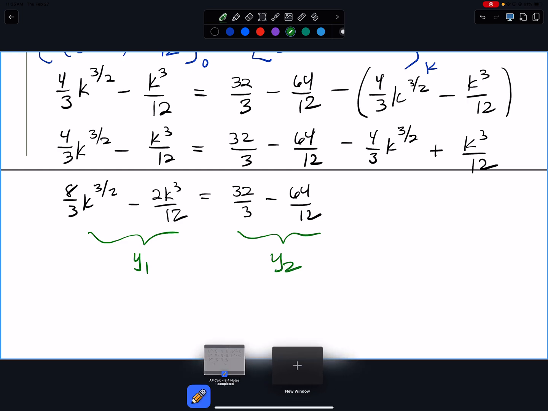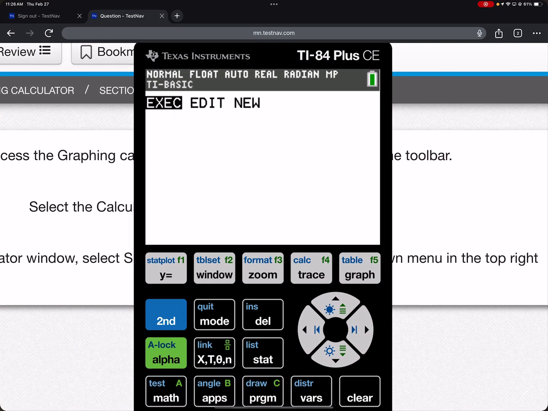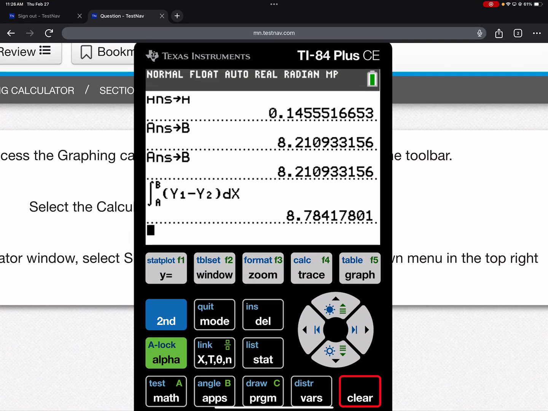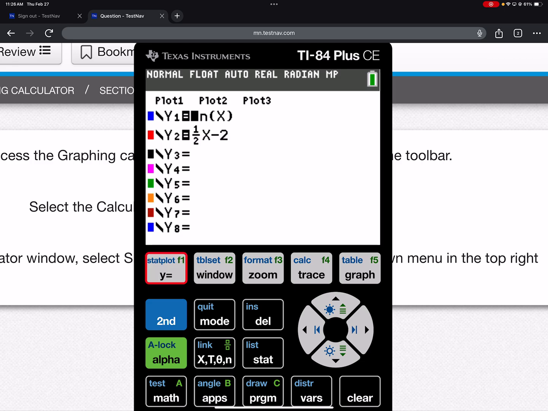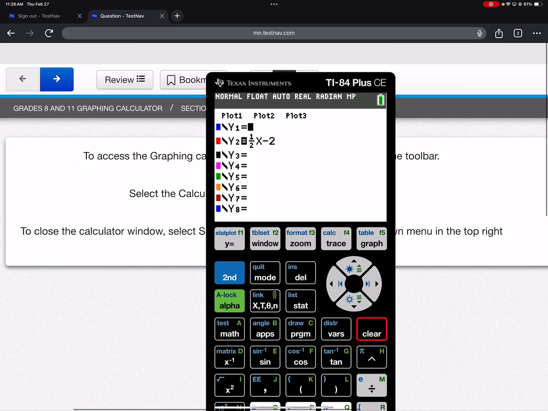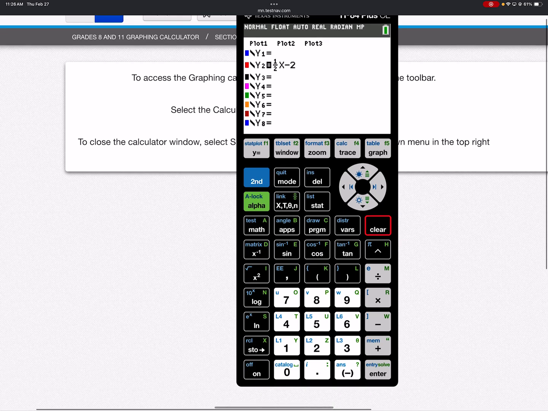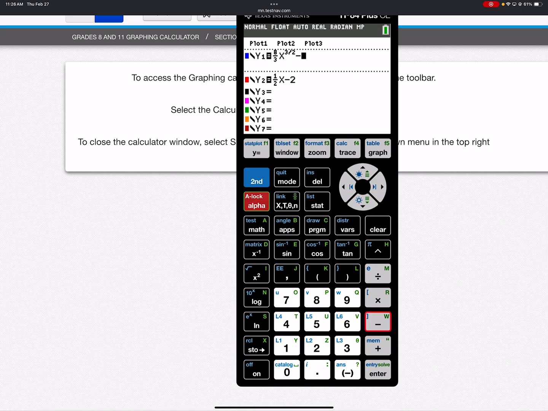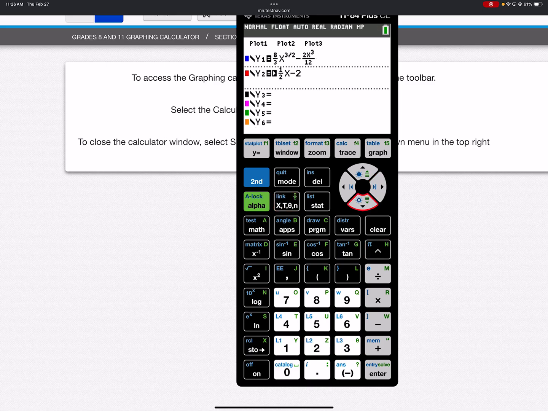8/3 x to the 3/2. And then what is it? Minus 2. And then 32 over 3, minus.